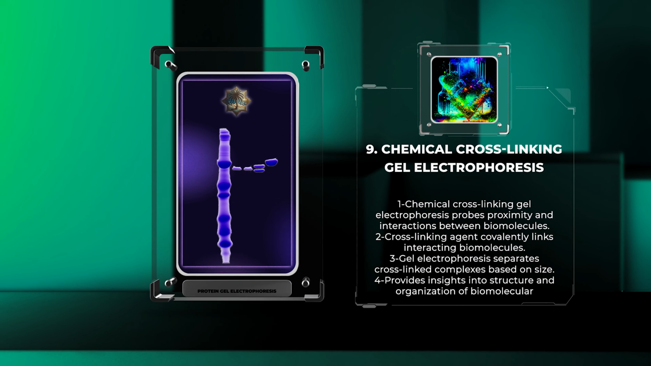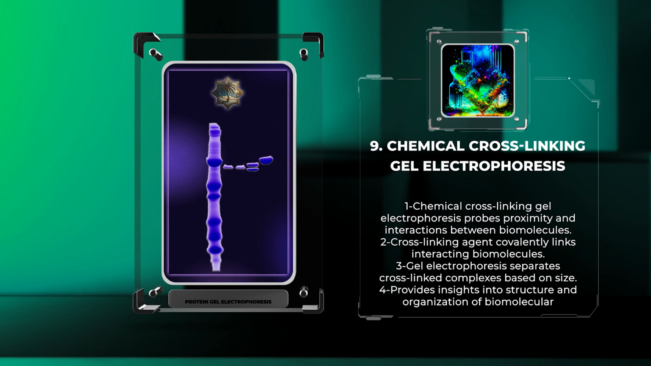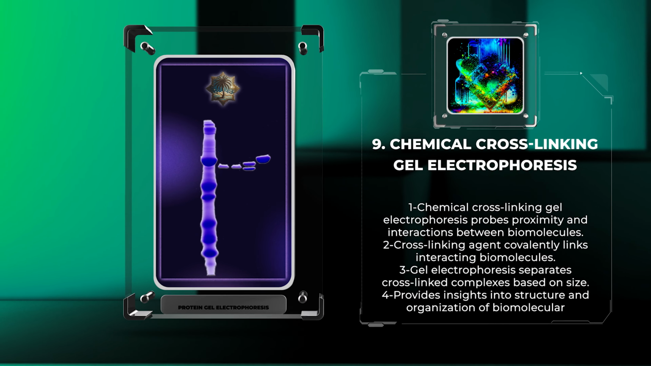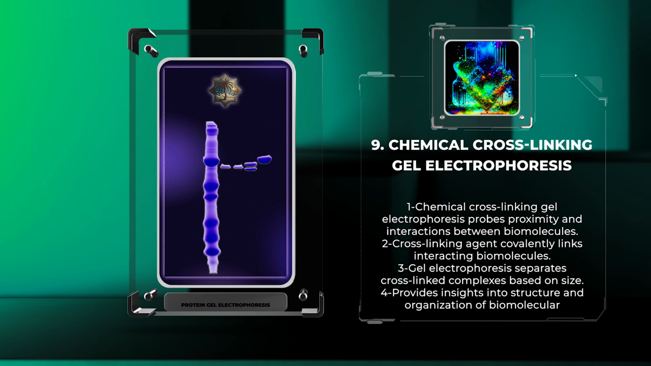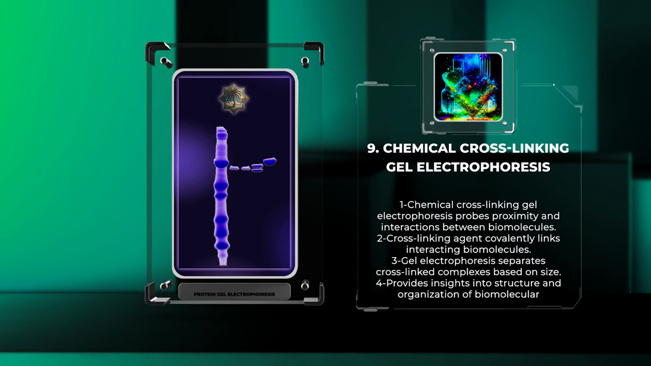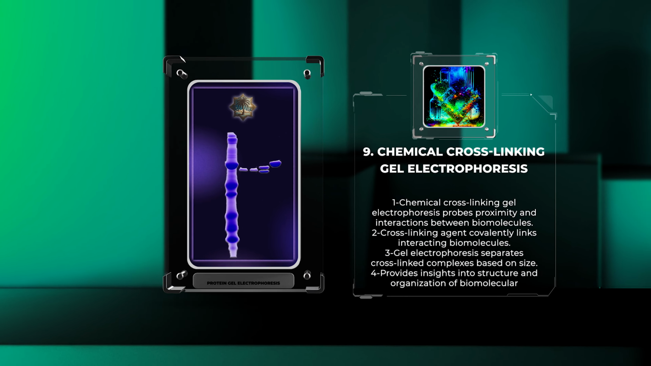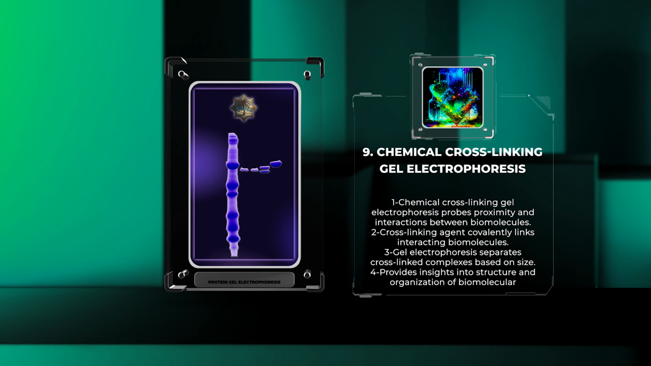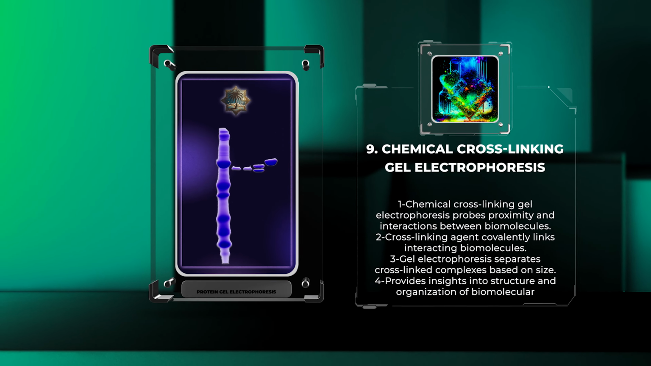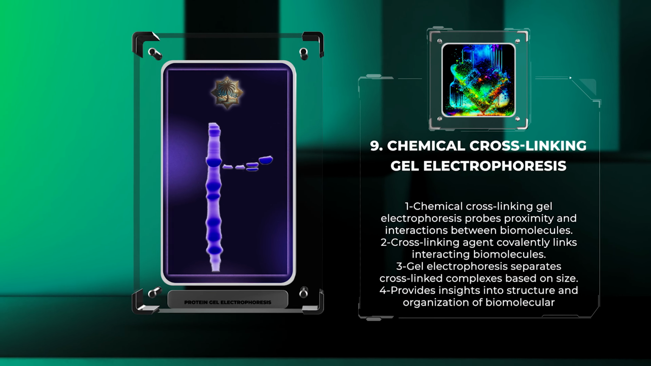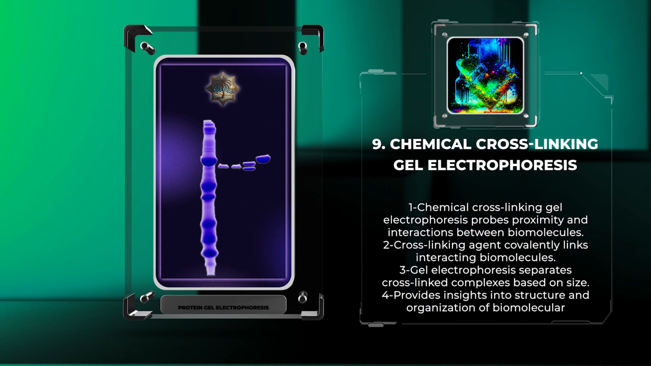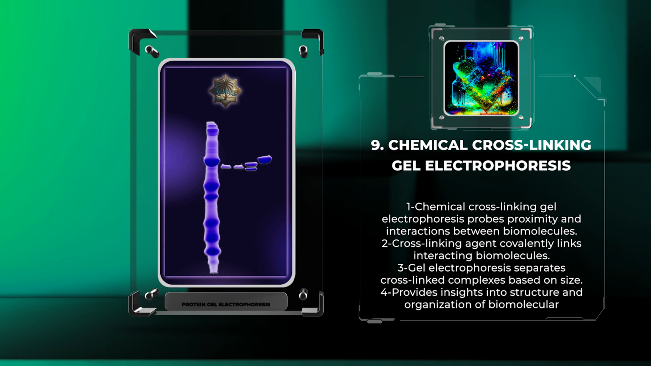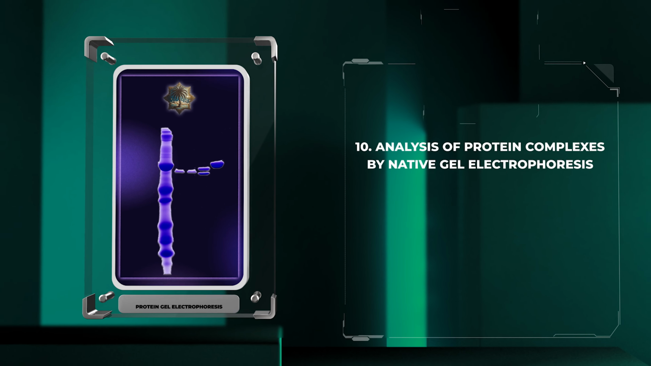nucleic acids. In this technique, a cross-linking agent is added to a sample, which covalently links interacting biomolecules. After cross-linking, gel electrophoresis is performed to separate the cross-linked complexes based on their size. This technique provides valuable insights into the structure and organization of biomolecular complexes and the mapping of protein-protein or protein-nucleic acid interfaces. Protein complexes play critical roles in cellular functions and signaling pathways.